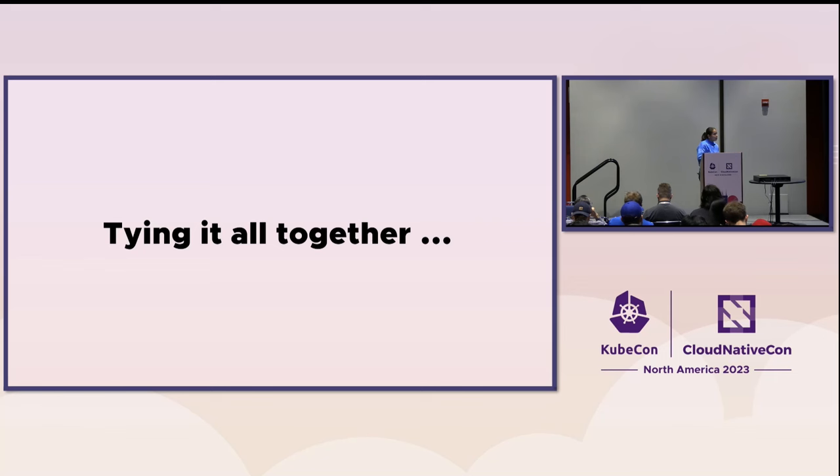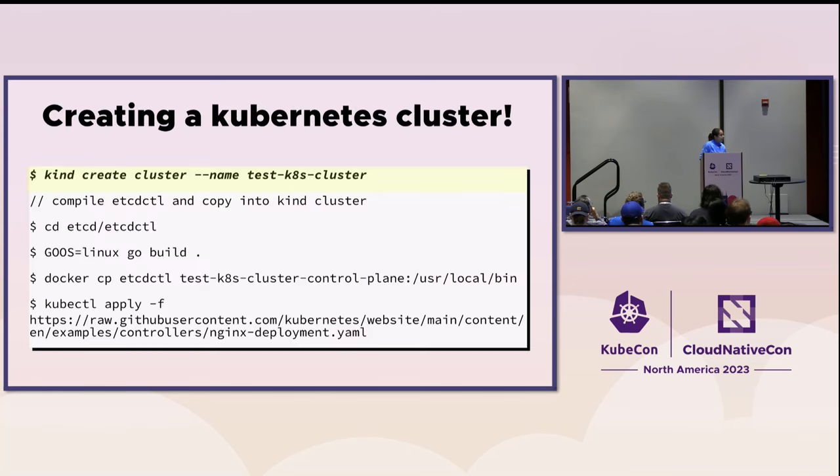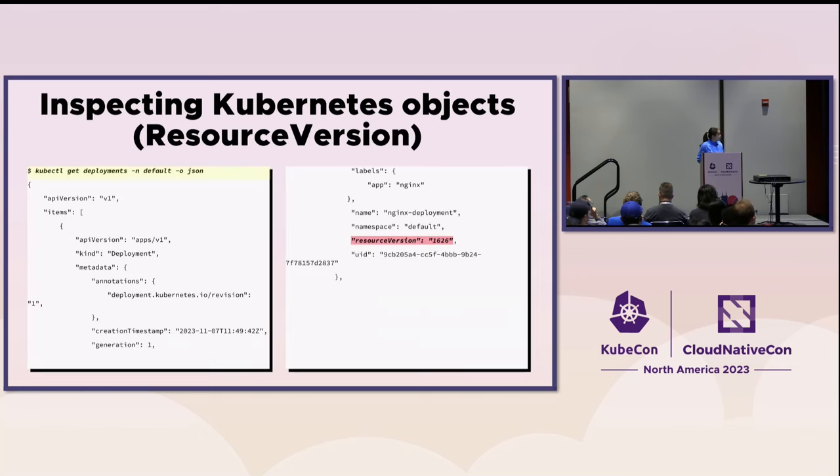And so, tying it all together, we just learned about etcd and how data is stored inside etcd, but the title of this talk is understanding Kubernetes resource version and etcd revisions. So let's tie it all together to Kubernetes now. Here I'm creating a Kubernetes cluster with kind. Just doing the same thing, having a clone of etcd, building etcdctl, and copying the binary that I just built on my host machine into the control plane of the kind cluster that we just created above. And one more thing I'm doing here is using the Nginx deployment YAML that is available from the Kubernetes project. I'm just doing an apply action on that. So we are creating a deployment with 3 replicas in our newly created cluster.